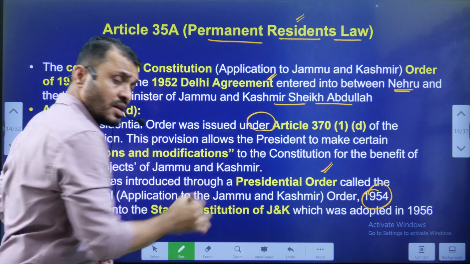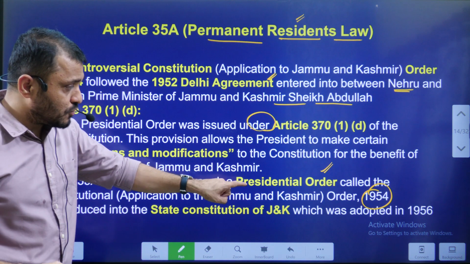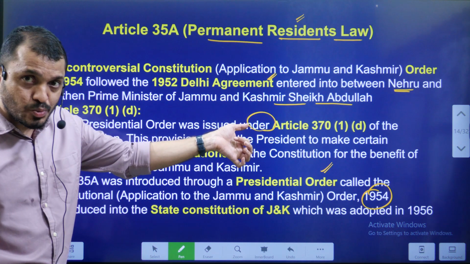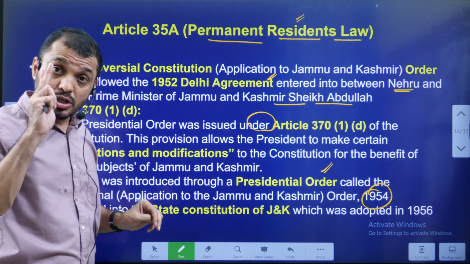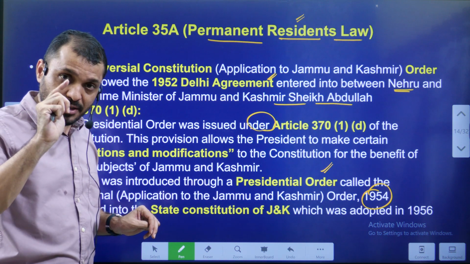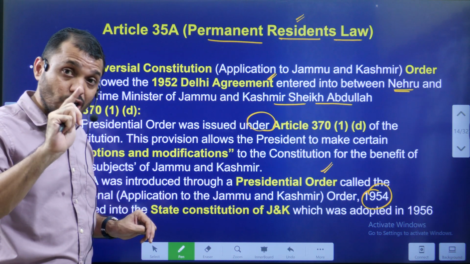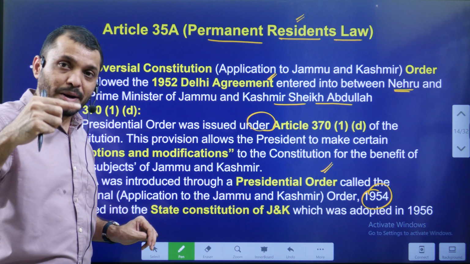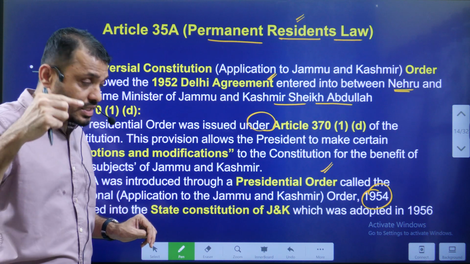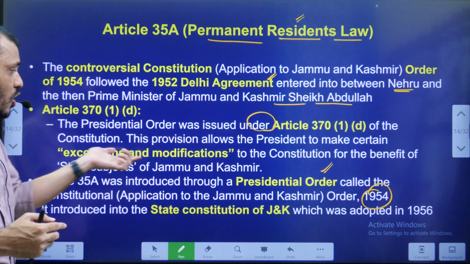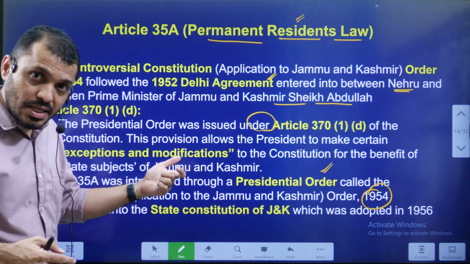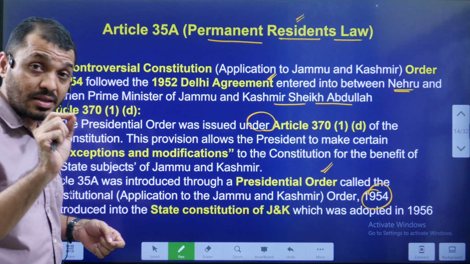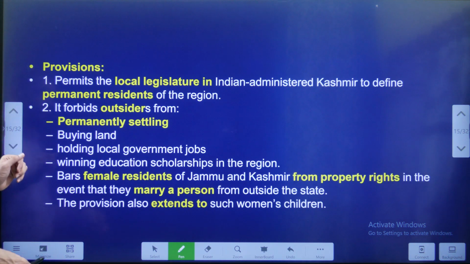Okay, when did it happen? The 1954 presidential order. The President issued that order based on which article? Article 370 clause 1 sub clause D. Here we discussed two articles mainly in 370: 370 clause 1 as well as 370 clause 3. 370 clause 1 talks about the Union of India's laws applying to Jammu Kashmir, saying the President can issue orders. Whereas Article 370 clause 3 says that the President can revoke the special status of JNK on the recommendation of the Constituent Assembly. We discussed that.